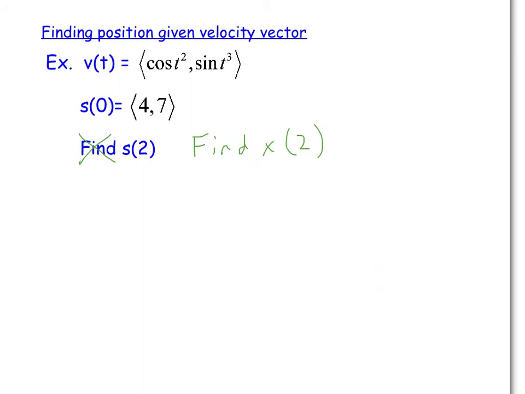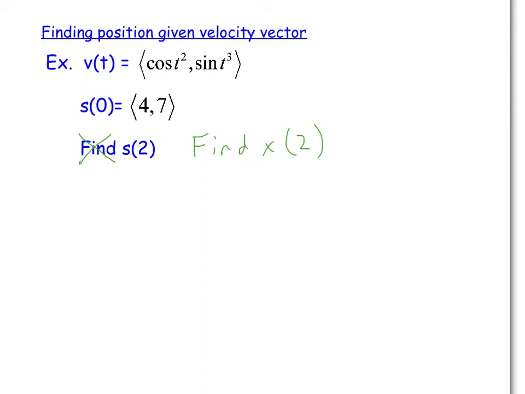Alright, so the last thing that you have to be able to do with two-dimensional motion is to find the position of a particle given its velocity vector. I'm going to go to a different example here to show you in particular what else might happen that you'll have to make sure you can do. In this example, the velocity vector is cosine t squared, comma, sine t cubed. You're also given the initial condition that at time 0, the position is 4, 7.